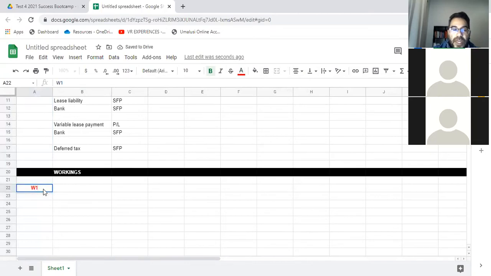Okay, so working one, we need to work out what is the right of use asset and then what is the lease liability. Now, in this case, the right of use asset is quite straightforward, right? But I want to still go through the process of what goes through your mind. What I'm writing down here, you don't have to do, but you must process through your mind when you think of a right of use asset and when you think of a lease liability.